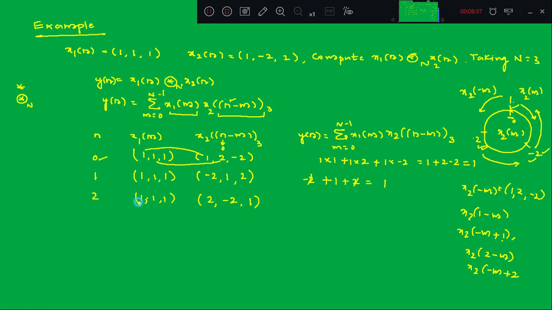Again add 1 into 2, it is 2, plus 1 into minus 2, it is minus 2. Next 1 into 1 is 1. Again you will get 1, right? So what is the convolved sequence you will get? y of n is equal to, the samples are 1 comma 1 comma 1. It's very simple, right? So the circularly convolved sequence of x1 of n and x2 of n will be y of n is equal to 1 comma 1 comma 1, right?